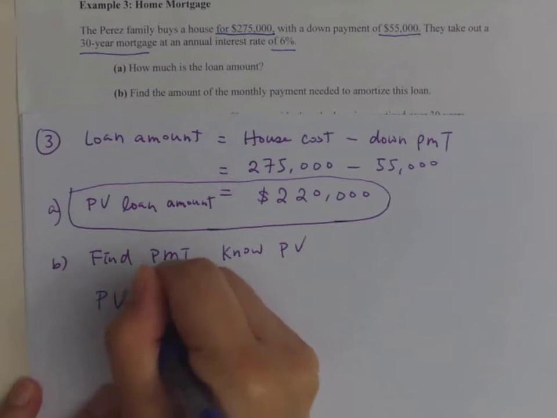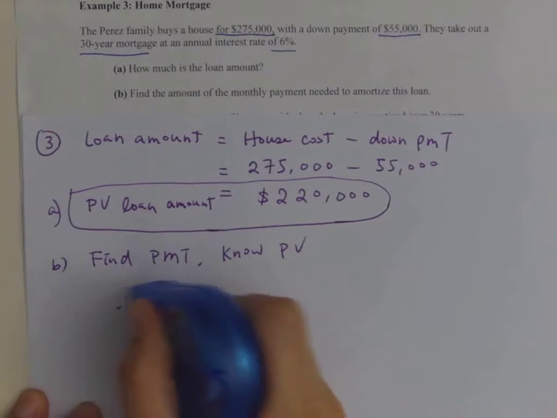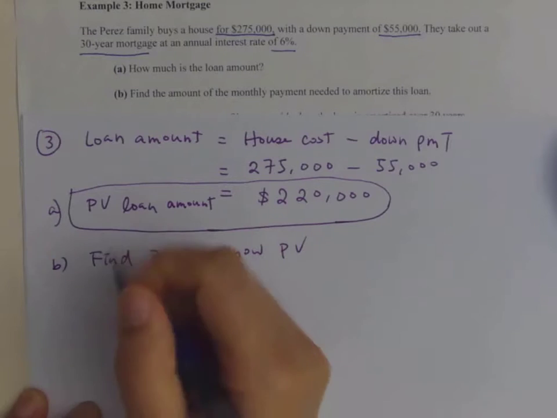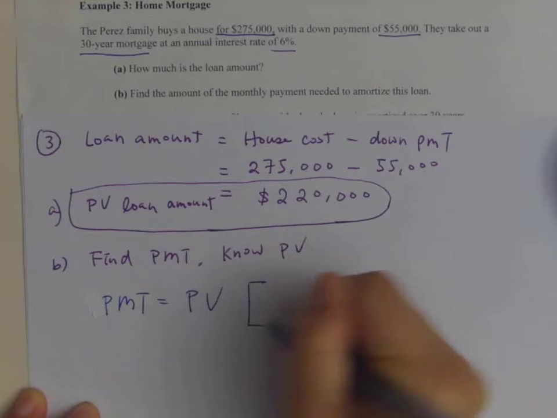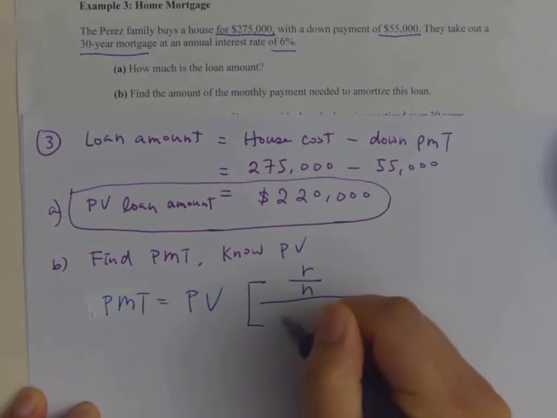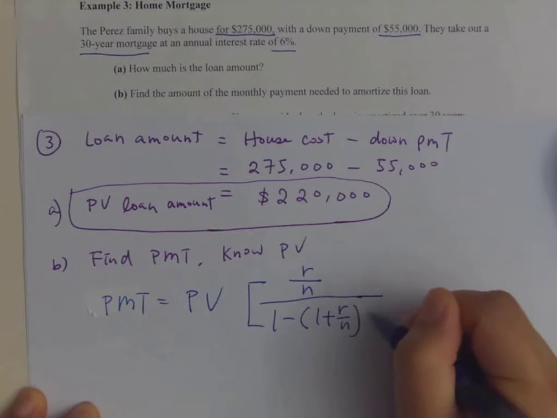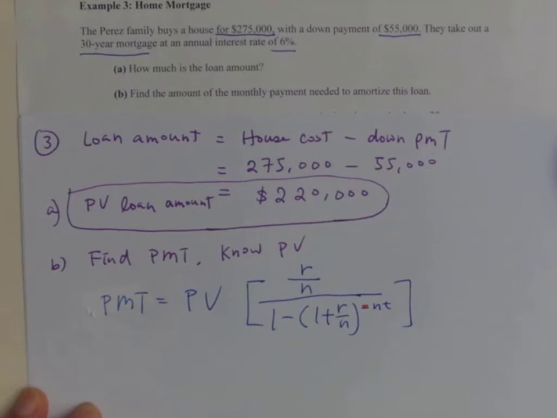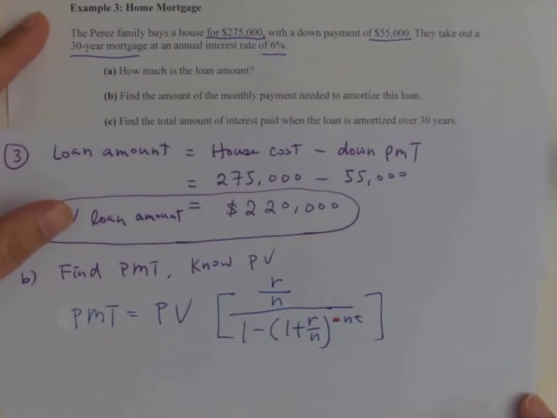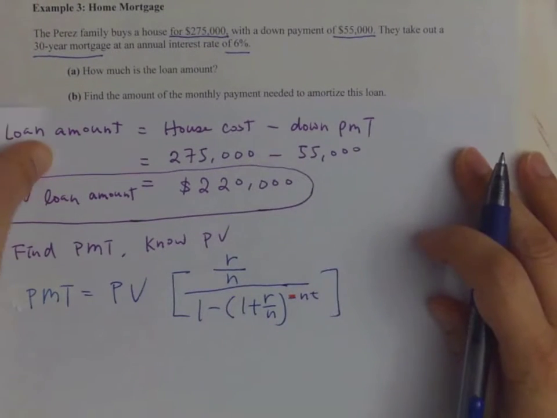So present value equals... I'm sorry, we're trying to find the payment, right? Let me change that. So the payment will equal the present value times R over N, over 1 minus 1 plus R over N, raised to negative NT. So be careful with the negative. Sometimes it seems to mess students up a little bit. If you want to, pause the video, write down what you know, plug it into the formula and see if you can find the answer.